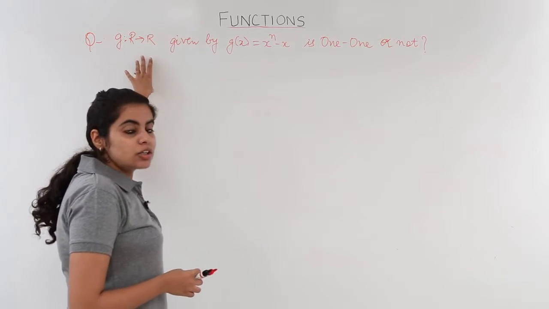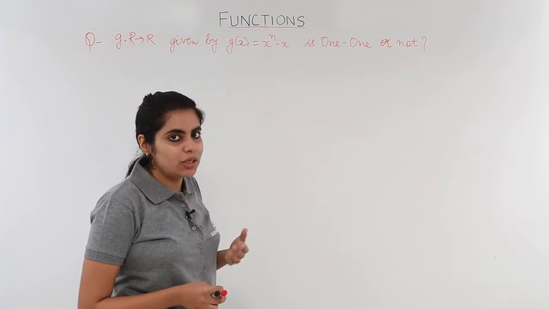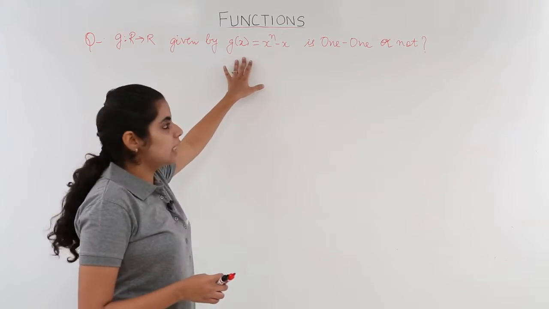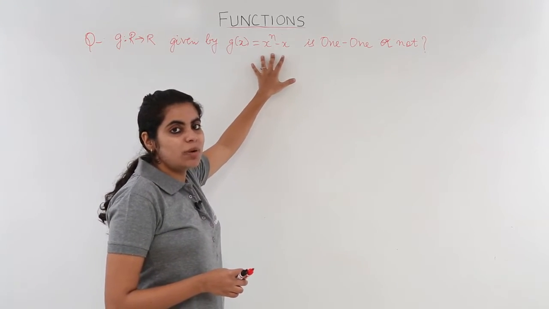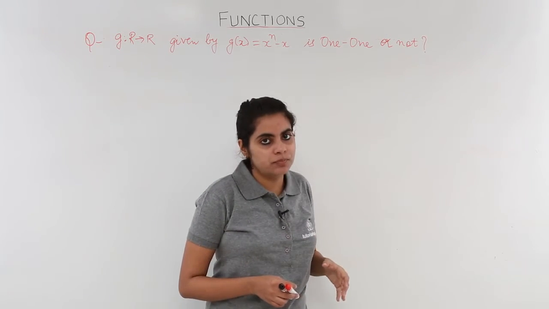g: R to R, that means real to real. So the domain is real and the codomain is also real. Given by g(x) is equal to x raised to the power n minus x, is it 1-1 or not?